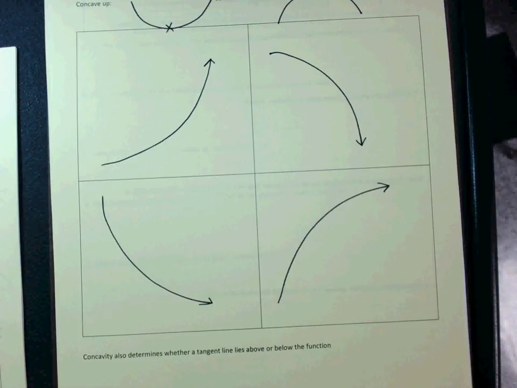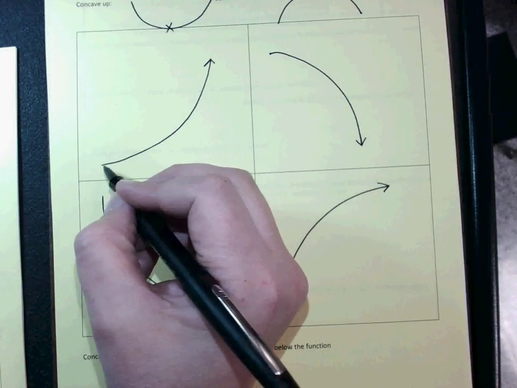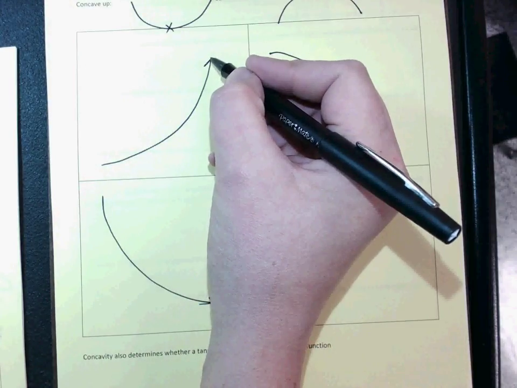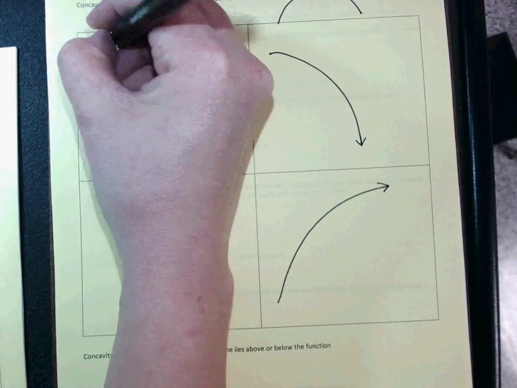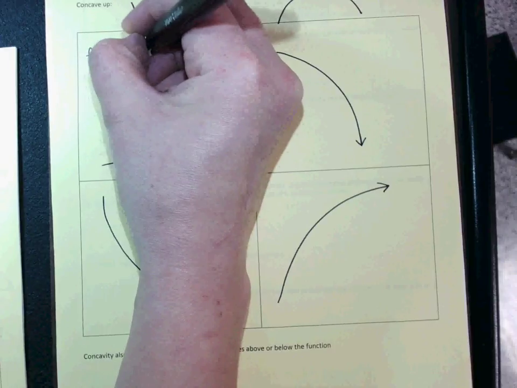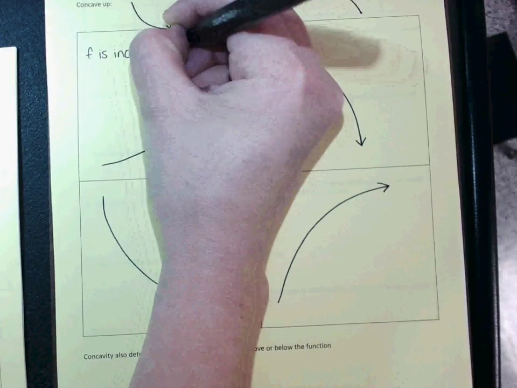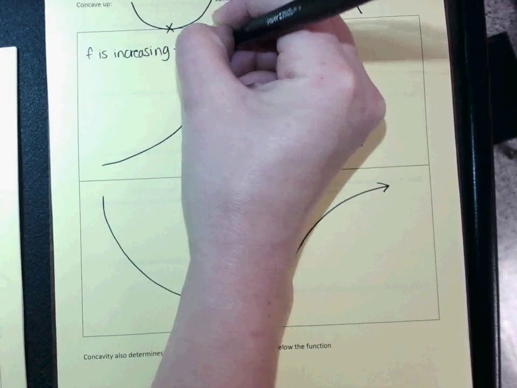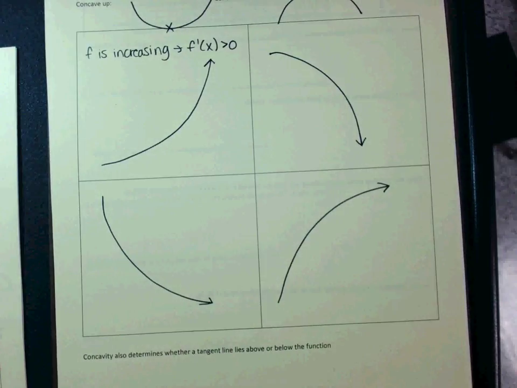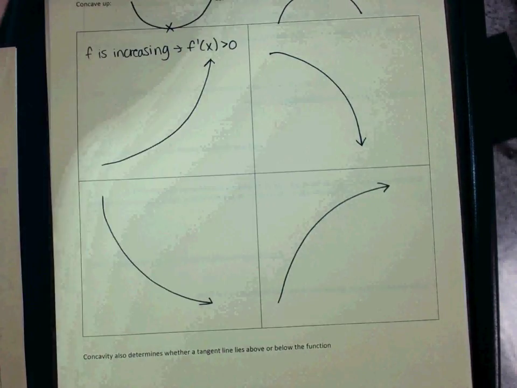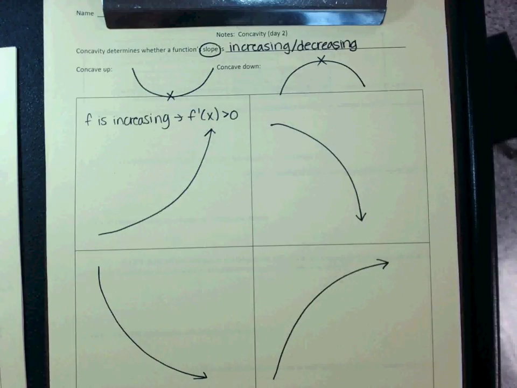Okay, I'm going to do the first one for you. We're going to look at three things: the first derivative, the second derivative, and how they're related to each other. So this graph is increasing. Everybody good with that? It's going uphill, so f is increasing. That tells me that f prime of x is greater than 0. Everybody on the same page about that? If f is increasing, then f prime has to be positive.